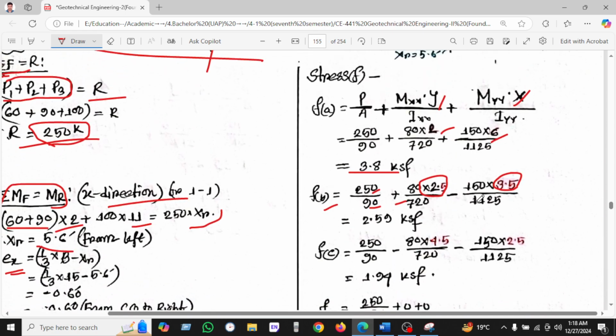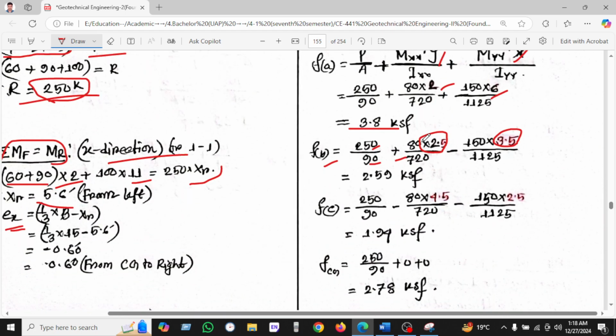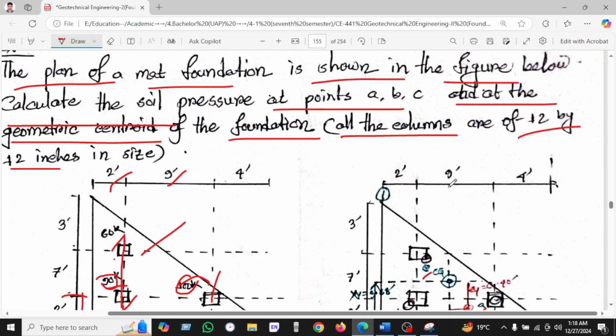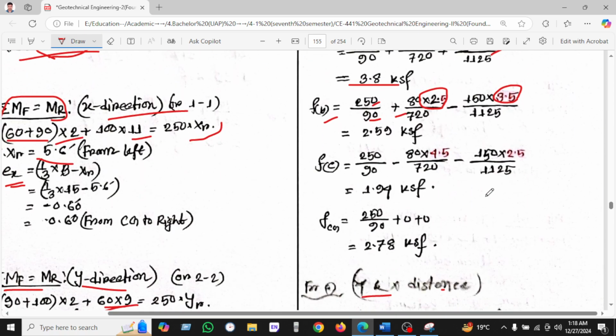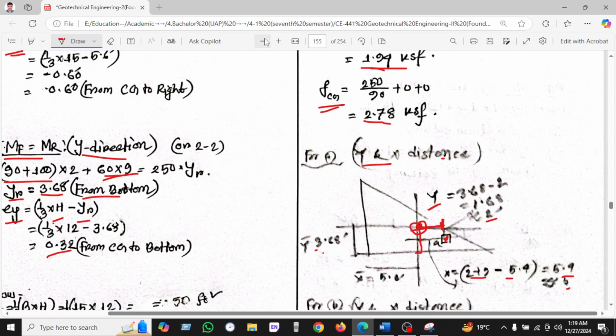So we're taking this value, and we know the coordinate, which is plus xs plus yy. That's why we are taking the minus here. In this way, we calculate FC, stress at C, and stress at CG, which is CG, and found 2.70.